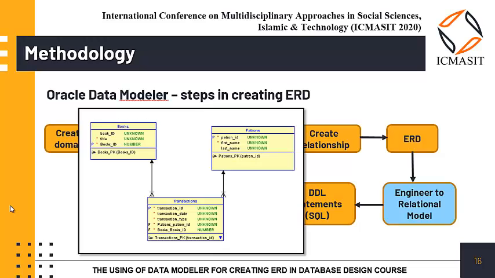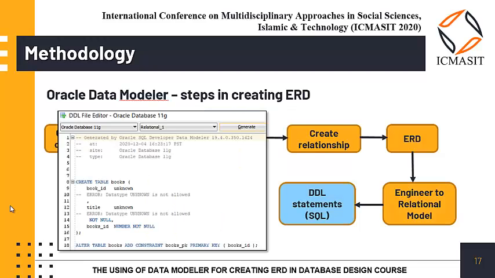Engineer to relational model. Oracle Data Modeler also has a function which lets users engineer or transform our ERD into the relational model. This is an example of a relational model, which is more similar to database development, consisting of tables, names, attributes, and so on. Also, by using Oracle Data Modeler, we can create a physical model, which is DDL statements, quite similar to SQL statements, and we can use it as code to deploy our database server.